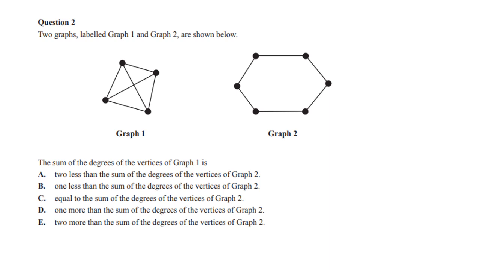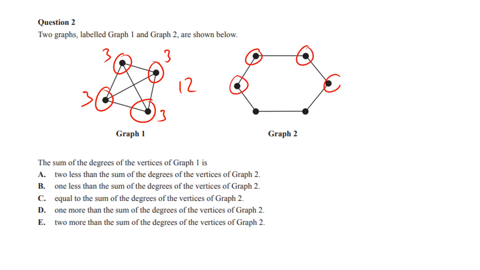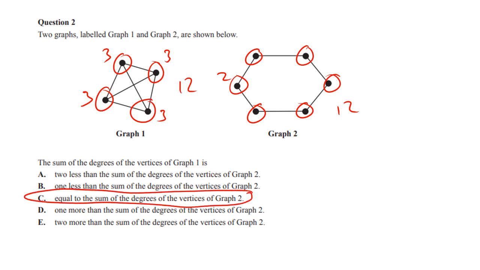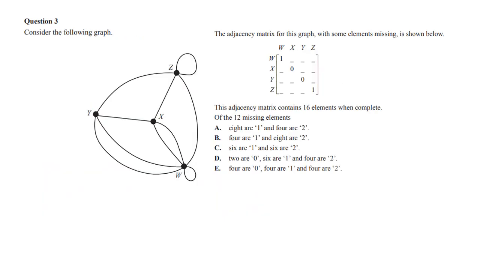All right. It says 2 graphs labeled graph 1 and graph 2 are shown below. The sum of the degrees of the vertices of graph 1 is, let's do the sum of the vertices. That's 3. Obviously, they're all the same corner, so that is 12 in total. 3 times 4. Each one of these has a degree of 2, so that's 2 times 6. This is also going to be 12, so it is equal to the sum of the degrees of the vertices of graph 2. Done.